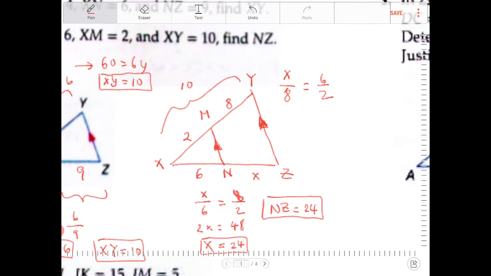And if we solve it in this way here, you'll see that we actually end up in the same place. 2x is equal to 48. x will equal 24. It's all the same.